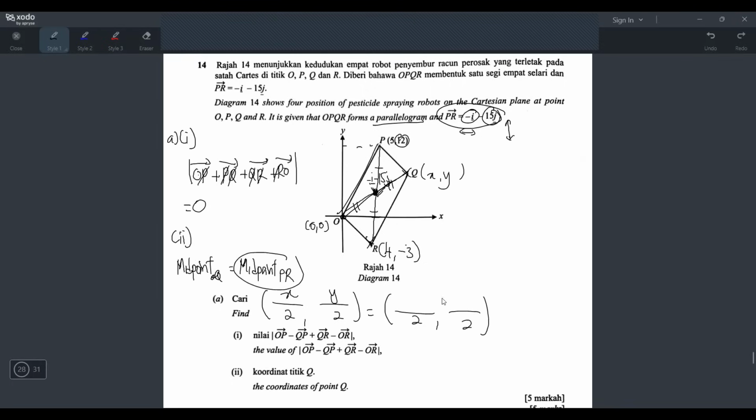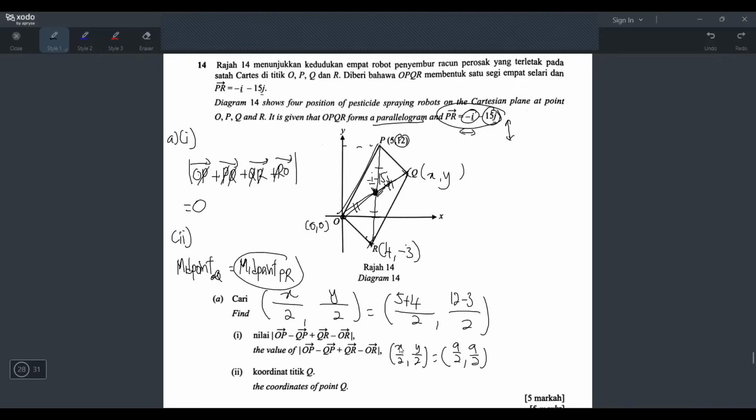Okay, then what about midpoint of PR? I will do it here. So midpoint of PR will be 5 plus 4, x plus x divided 2, and then y plus y, 12 plus negative 3, 12 minus 3. And then now you will end up with x over 2, comma y over 2. It's okay if you don't have the xy, because later you can compare. 5 plus 4 is 9 over 2. 12 minus 3 is also 9 over 2. So now I think you can find your x and y.